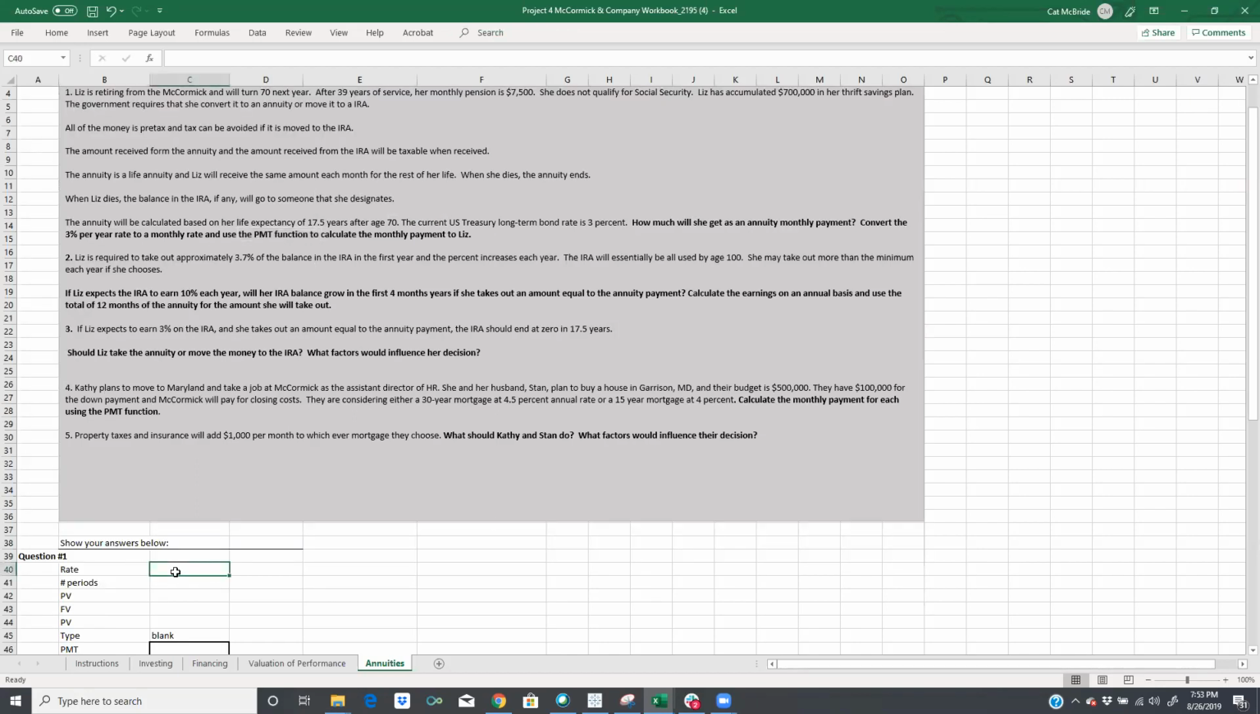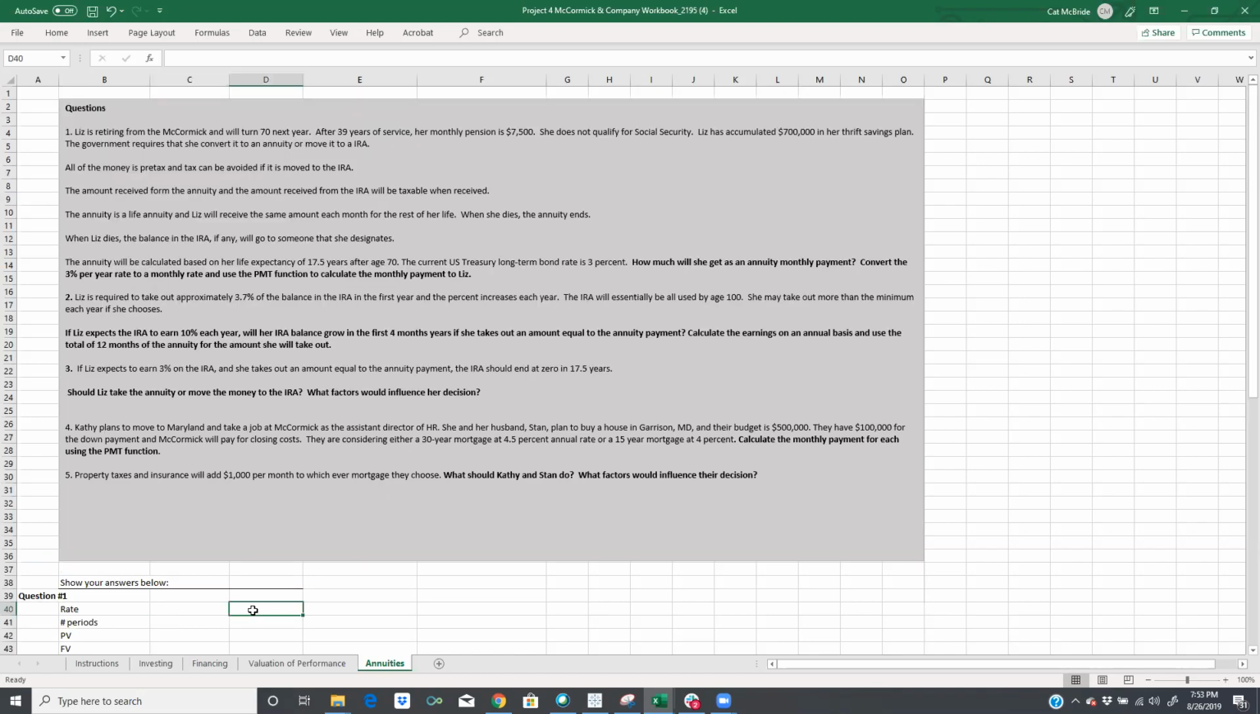So we're going to put in the information here. So the rate is 3% divided by 12 months. We're converting 3% per year to a monthly amount. 3% divided by 12 months. So over here, I'm just going to say 0.03.